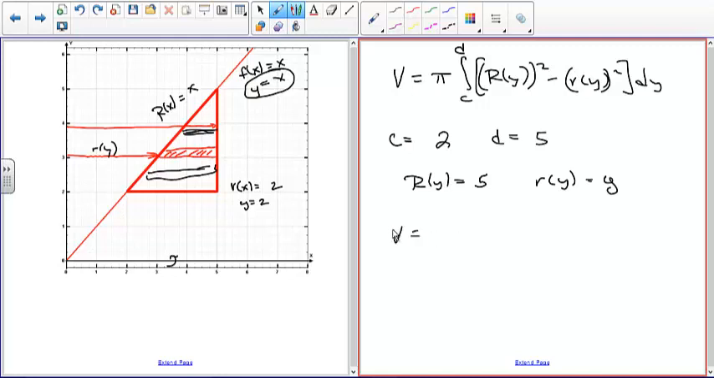So now that we've defined all that stuff, the rest of it's a piece of cake. You just plug them into the formula. So C is 2, D is 5, capital R of y is 5. So you square that and you subtract the inside radius, which is y, and you square that, and then the whole thing is multiplied by dy, and then you'd integrate it.